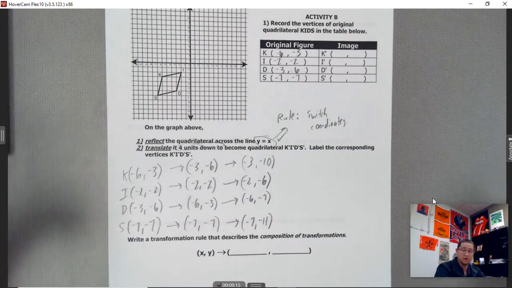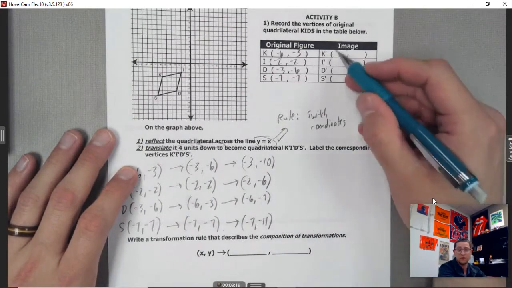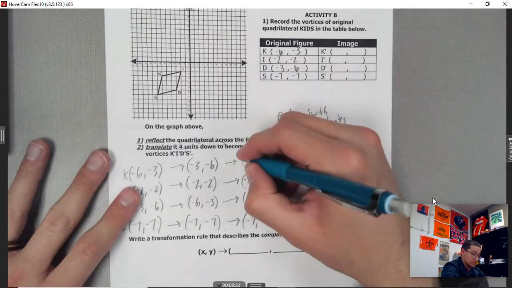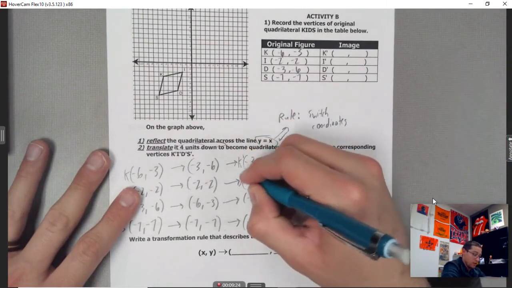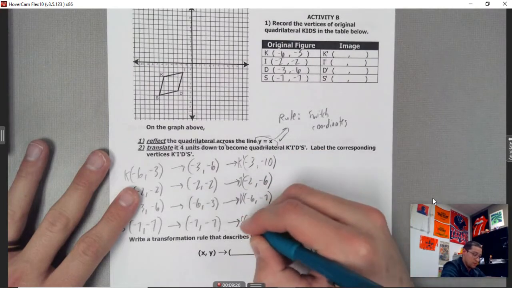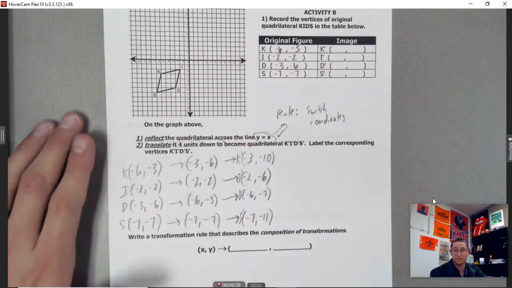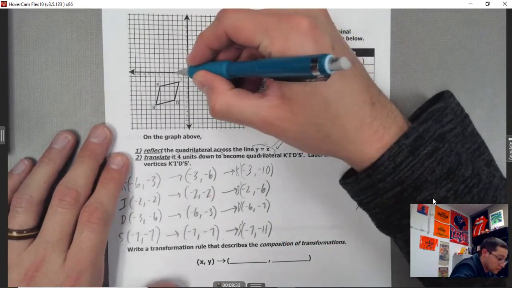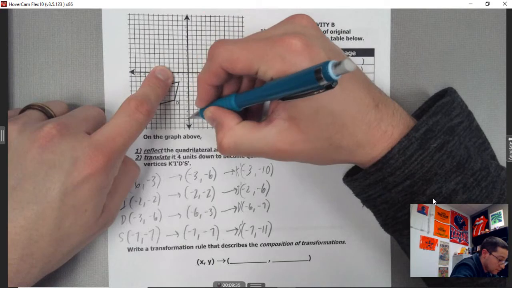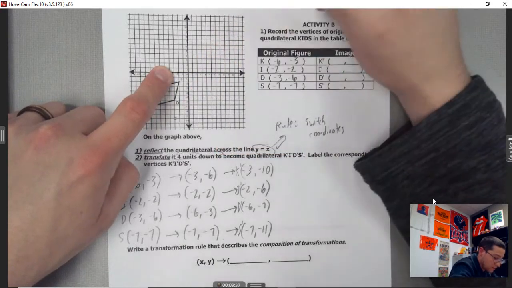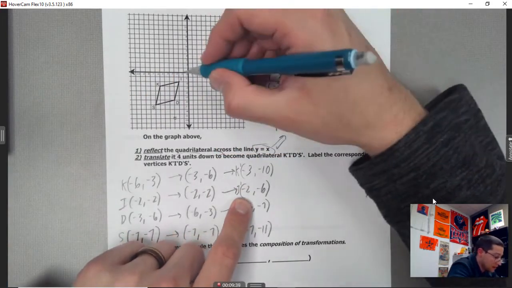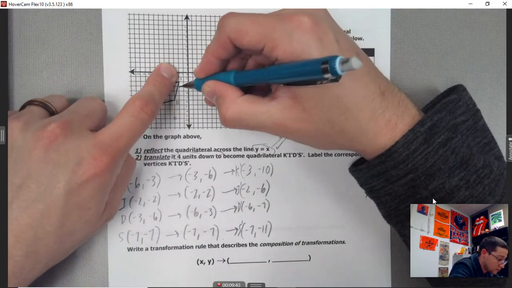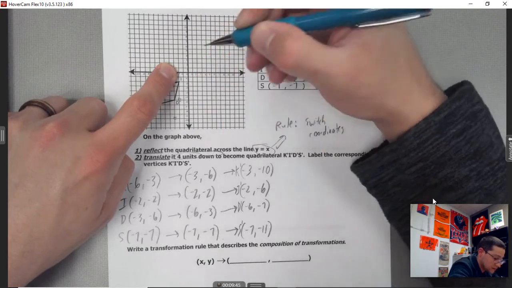Okay, so there we go. And that's what we could fill in up here. I'm not going to waste y'all's time doing that. I'm just going to go ahead and label these as K prime, I prime, D prime, S prime. And let's go ahead and fill it in. K prime, negative 3, comma 10. 1, 2, 3. Down to 10. There it is. I prime, negative 2, negative 6. So negative 2, 3. We got 6 there.